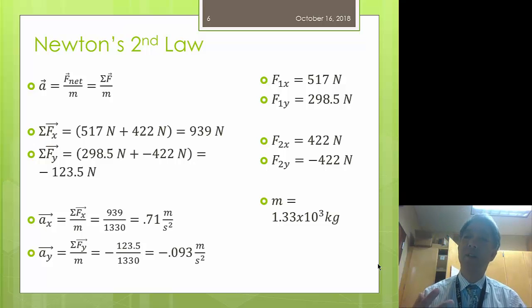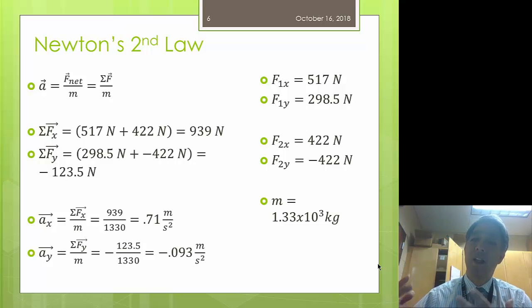Because of the way we treat vectors, I can basically just limit it to the x-axis and the y-axis. I don't need to go into i hat, j hat terminology, though we could do that if you find that easier. But the sum of all the forces in the x direction, just add them up. Same with the sum of the forces in the y direction, just add them up. Pay attention to those minus signs though, because it's not 298.5 plus 422 newtons. It's adding the minus 422 newtons because it's in the negative y direction.